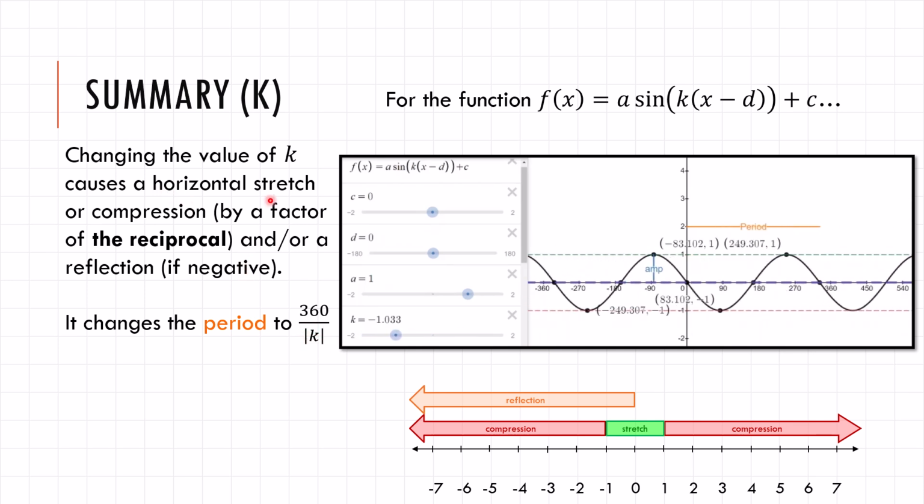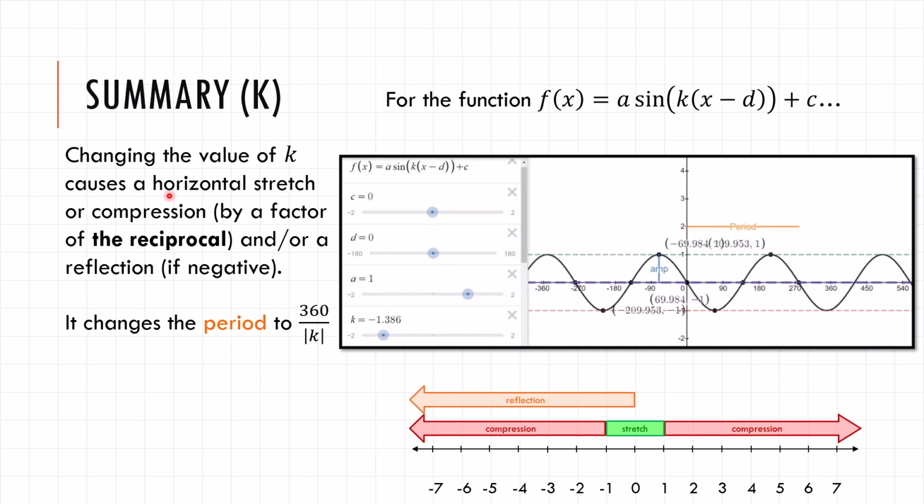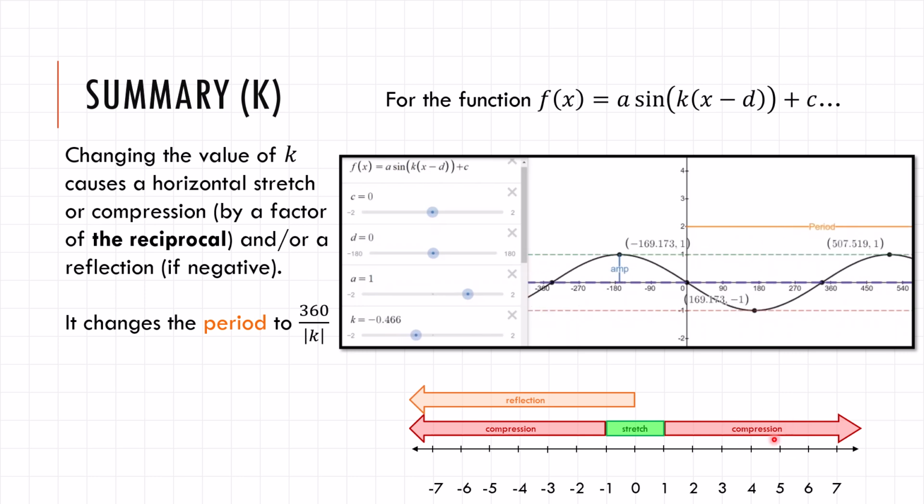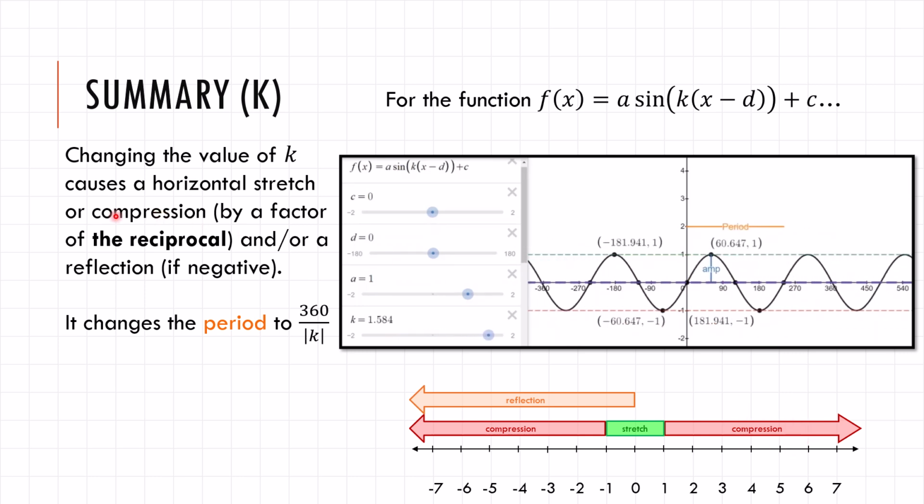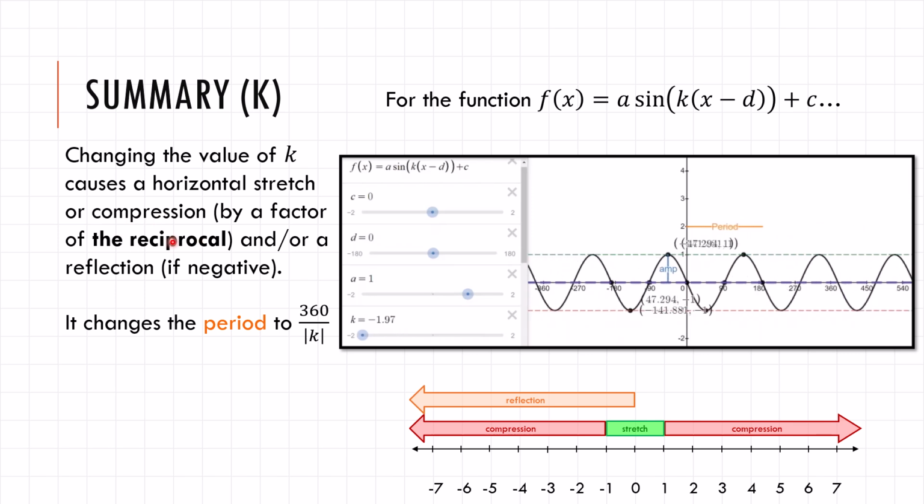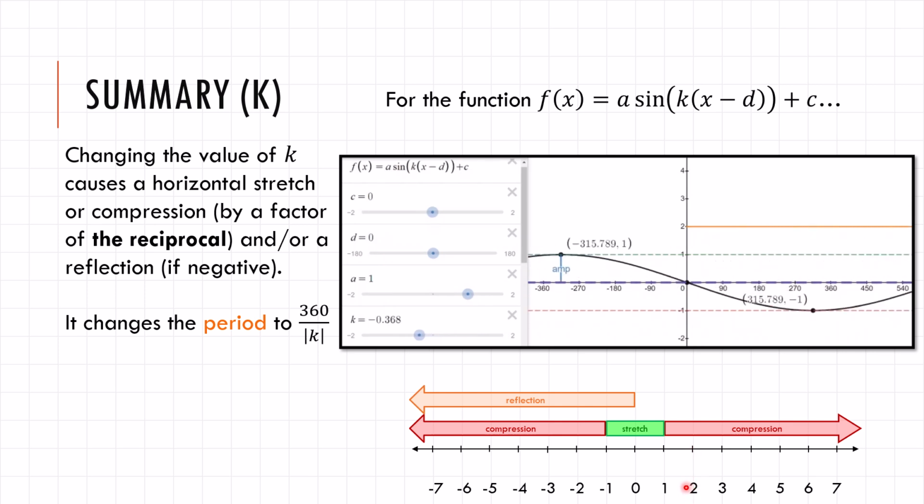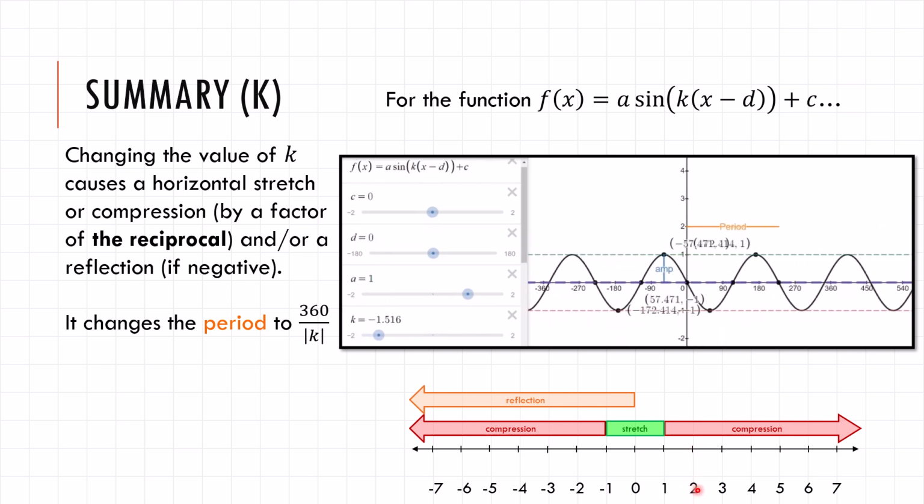When we horizontally stretch or compress with k, though, another really confusing thing about it is the way we describe it, because when k is big, it's actually being compressed. We say it is compressed by a factor of whatever the reciprocal of that number is. So if k was 2, that would be a compression by a factor of the reciprocal of 2, which is 1 over 2.